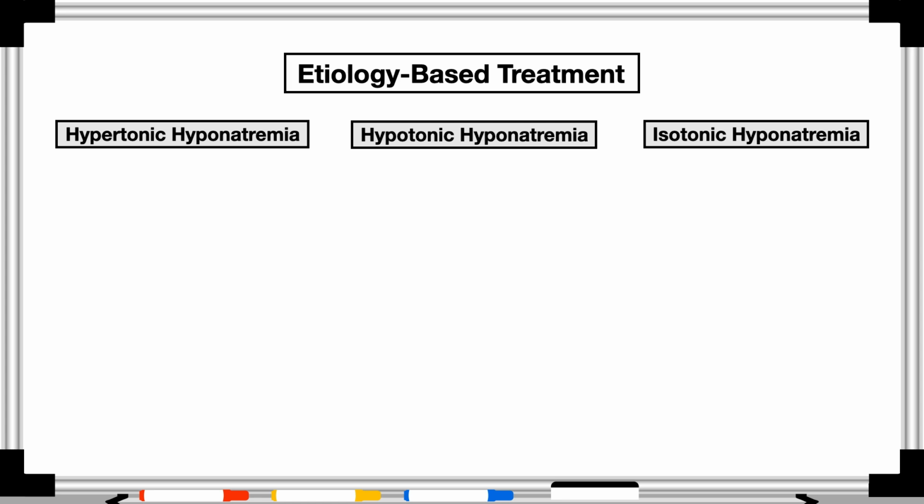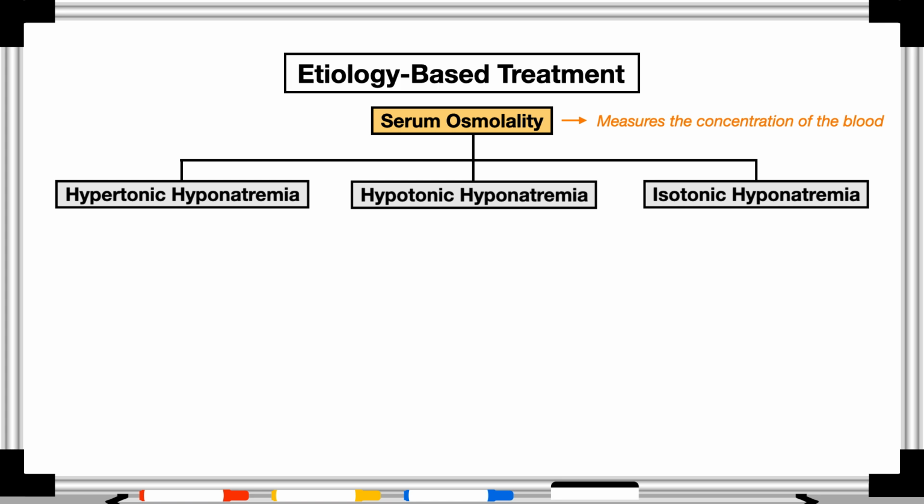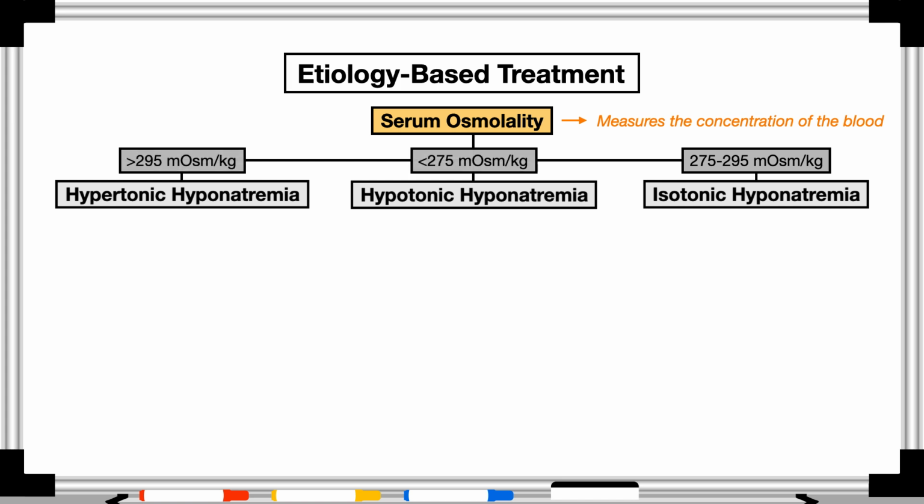Most of the time, they begin with a step that helps to identify whether the hyponatremia is hypertonic, hypotonic, or isotonic. This is best accomplished by examining serum osmolality, which measures the concentration of the blood. The normal serum osmolality is 275 to 295 milliosmoles per kilogram, so if it's within that range, it suggests isotonic hyponatremia. If it's above or below that range, it suggests hypertonic hyponatremia and hypotonic hyponatremia, respectively.